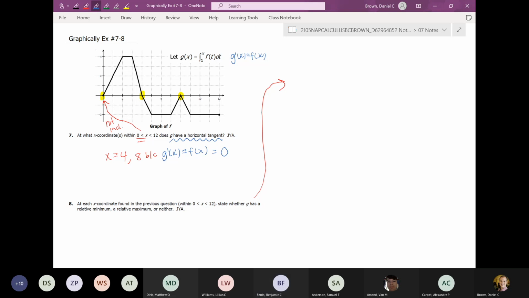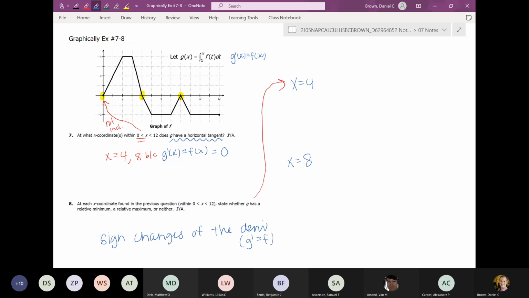So now we want to determine whether we have a relative minimum, maximum, or neither. Think back to first semester, we do have the first derivative test and the second derivative test. I'm going to be honest with you, the first derivative one is going to be easier. Remember, when we're using the first derivative test, we are looking at sign changes of the derivative. So if I'm talking about extrema on g, I am looking for where g prime changes signs. We know that g prime is the same thing as f.